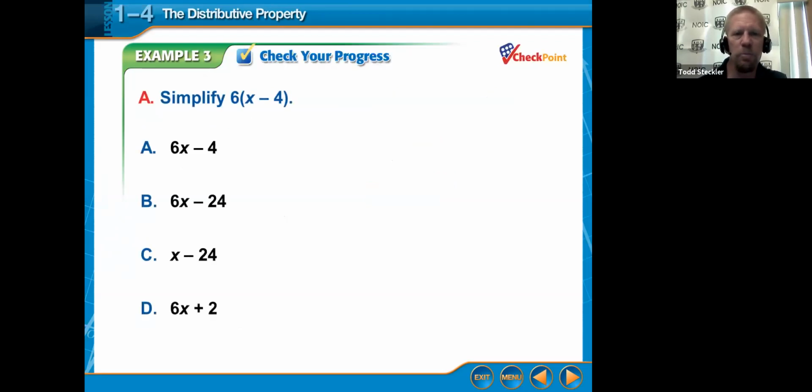Let's use the distributive property to simplify 6 open parentheses x minus 4. So we have to do the first multiplication, 6 times x, minus the second multiplication, 6 times 4. And if we simplify there, 6 times x turns out to be 6x. 6 times 4 is 24. And that answer choice is letter B.